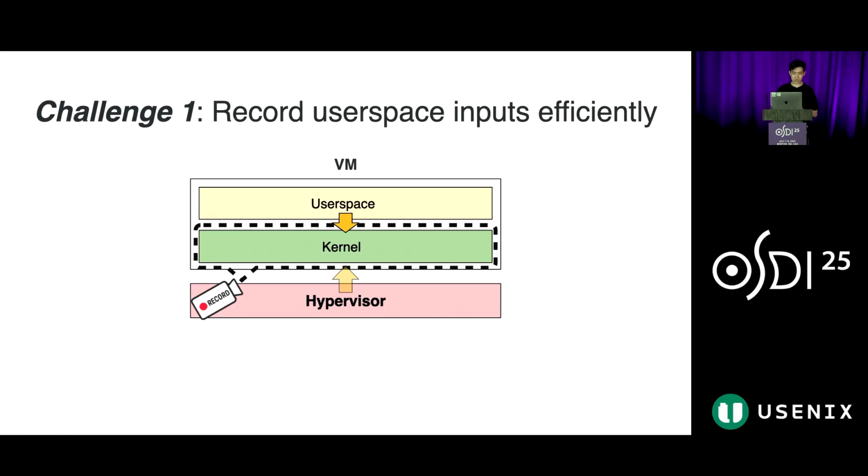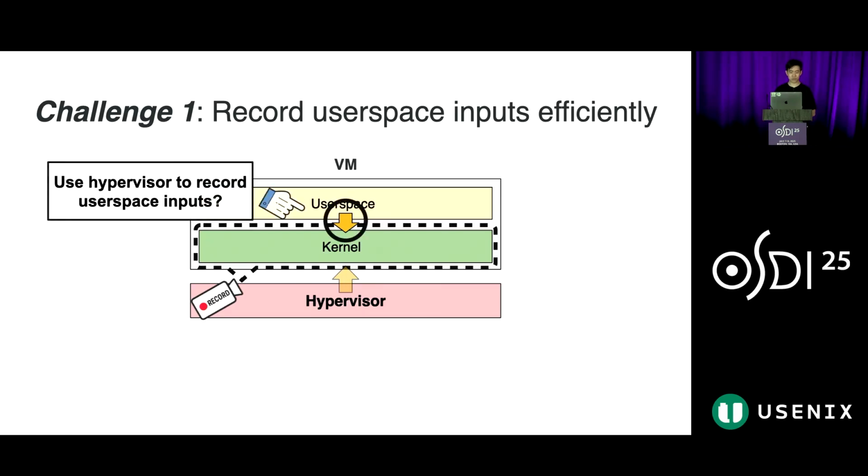So let's talk about challenge one. Since we have to record the user space inputs to the kernel, if we naively trap each of them from the hypervisor, then there could be tons of VM exits introduced, which are very expensive and defeat the whole point of recording efficiency.